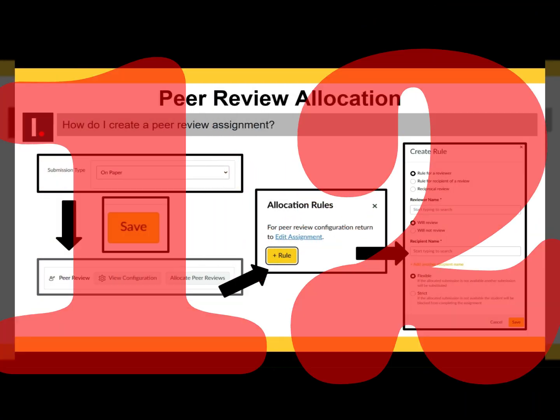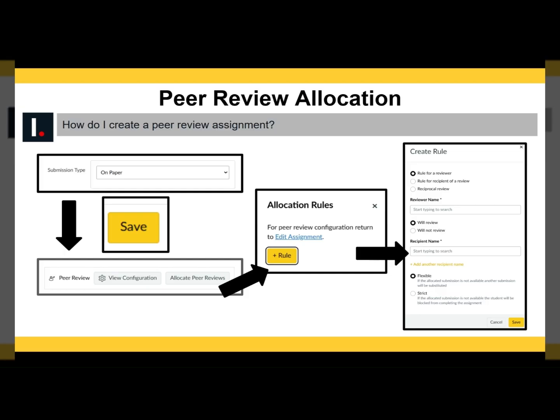When a peer review is assigned to a submission on paper or no submission, the peer review will allow instructors to manually allocate pairs of students. Then instructors create rules on how the students are paired or not paired.